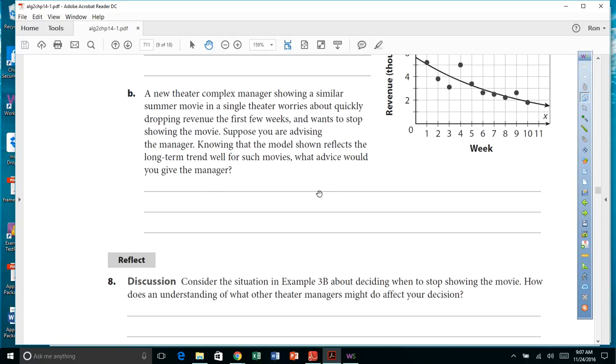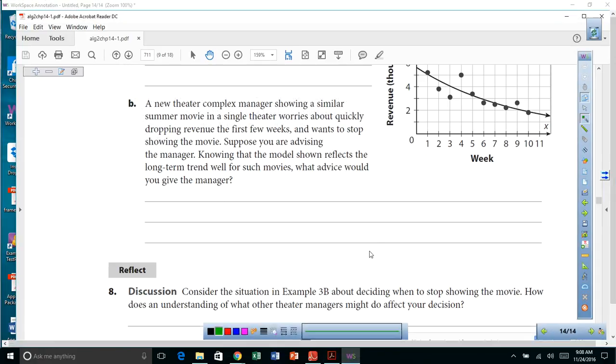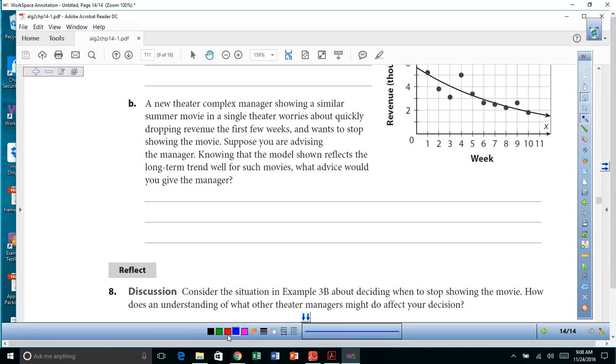A new theater complex manager showing a similar summer movie in a single theater worries about how quickly revenue is dropping for the first few weeks and wants to stop showing the movie. Suppose you are advising the manager, knowing that the model reflects the long-term trend well for such movies. What advice would you give the manager? Well, you might want to be careful.